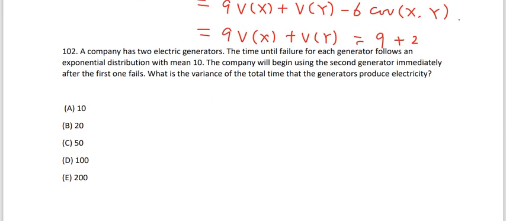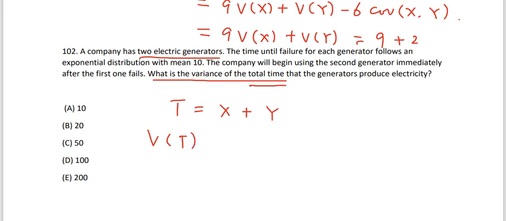So problem 101, it says what is the variance of total time? So what is the total time? We have two electric generators. If the first one fails, we just use the second one. So the total time T is the time for the first generator, which we denote as X, and then when this fails, plus the time for the second generator, right? So we want to find V(T).